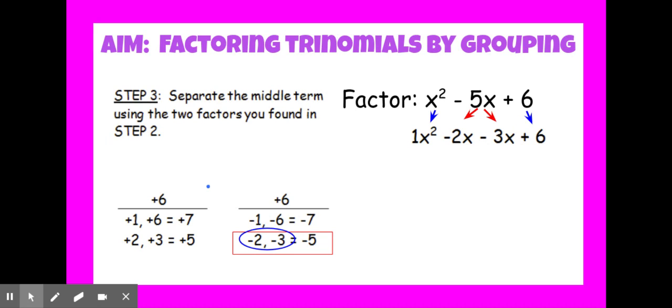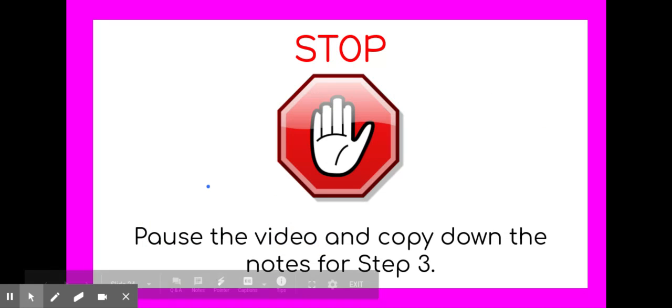So now we have 1x squared minus 2x minus 3x plus 6. Now this is exactly what we want. We're setting it up so we can group it. So what I'm going to ask you to do is pause the video and make sure you have this down.